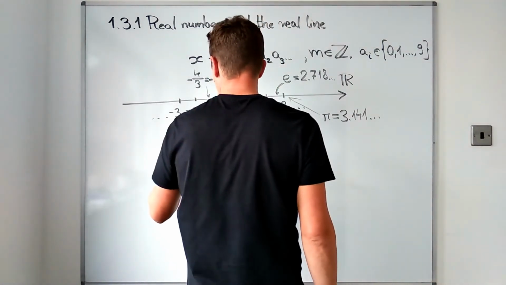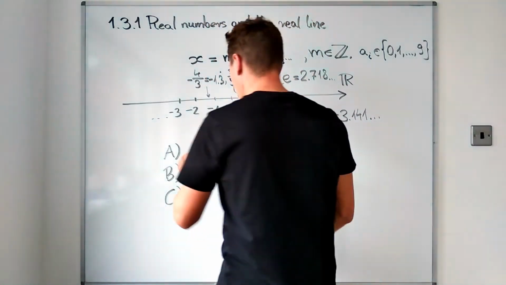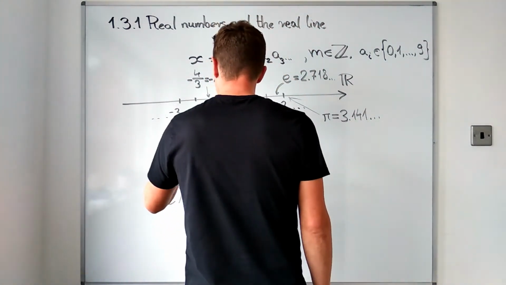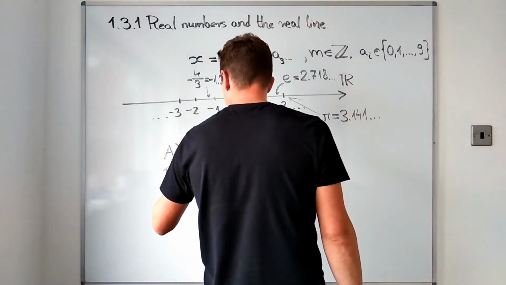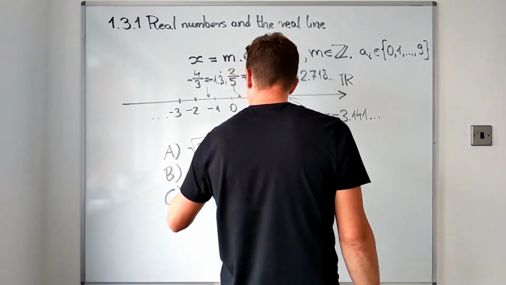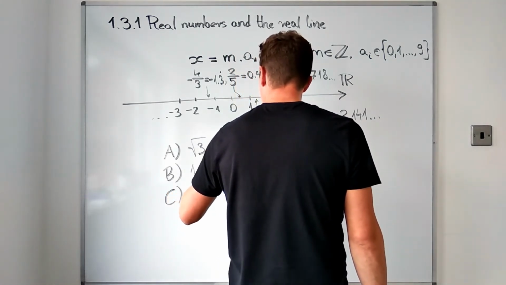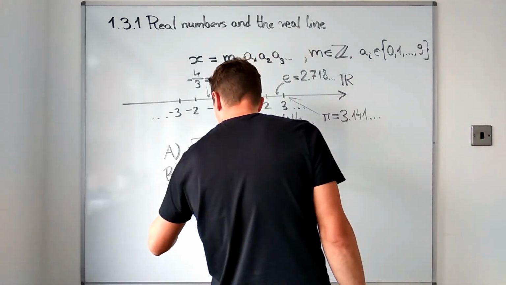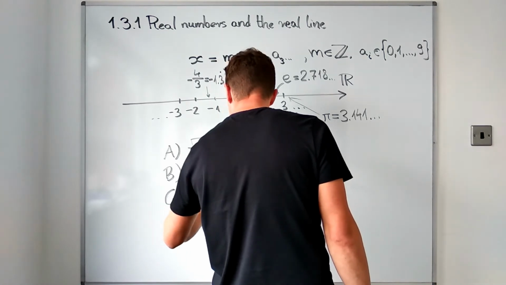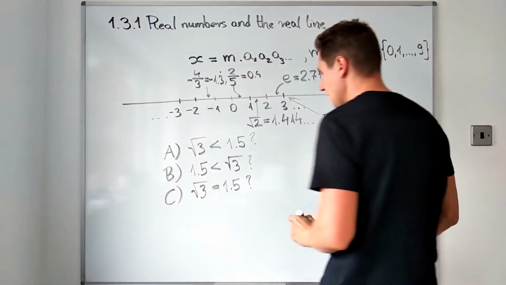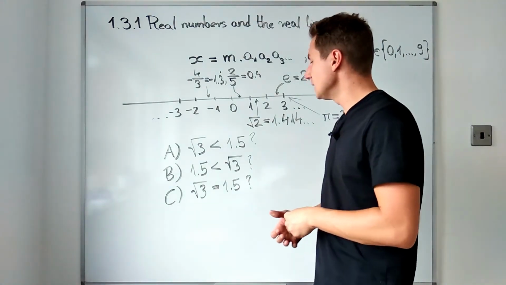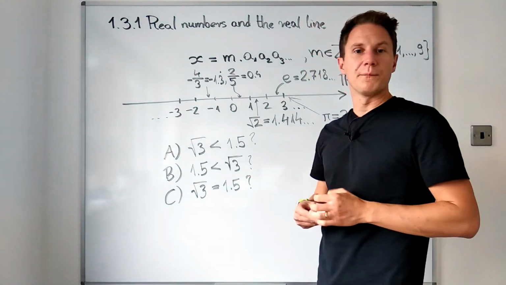So basically what I'm asking is you to decide whether the square root of 3 is less than 1.5, or is it maybe greater than 1.5, or who knows, maybe they are equal. So my question is to decide which of these 3 possibilities is the actual correct inequality.